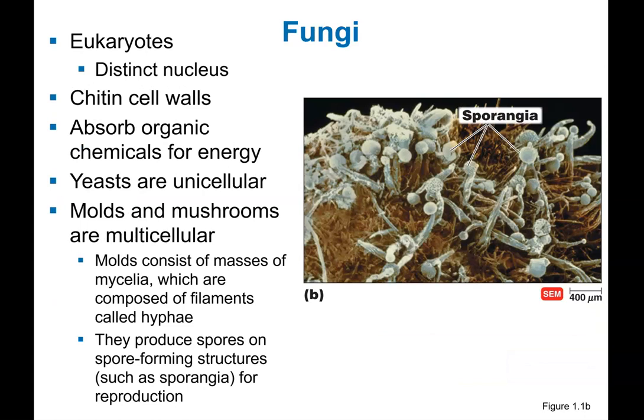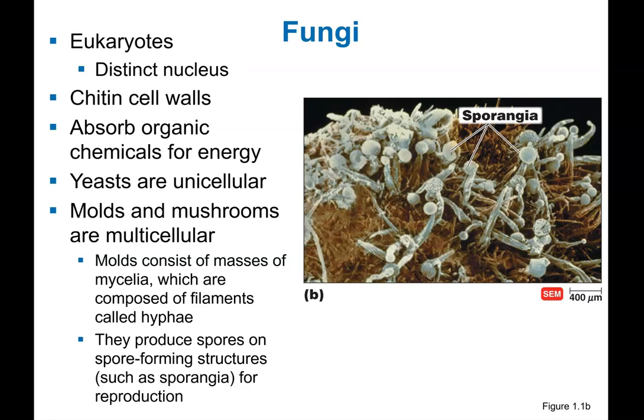So fungi. Fungi are eukaryotes, so they do have a nucleus. They do have membrane-bound organelles. Some eukaryotes have cell walls, some don't. In this case, fungi do have cell walls, usually made of chitin or other types of polysaccharides. Fungi, as far as their nutrition goes, only use organic chemicals for energy, and they absorb them across their fungal bodies or across their cells.